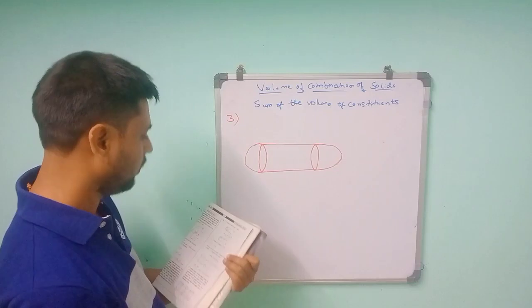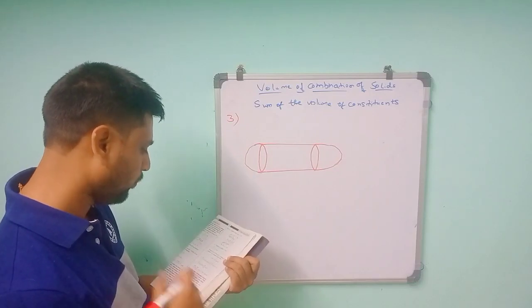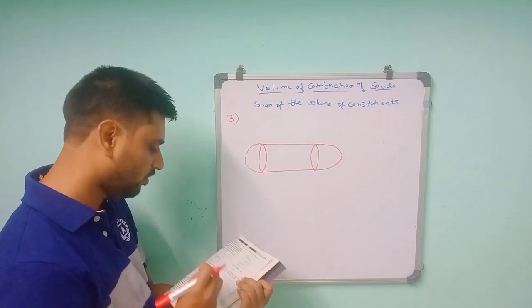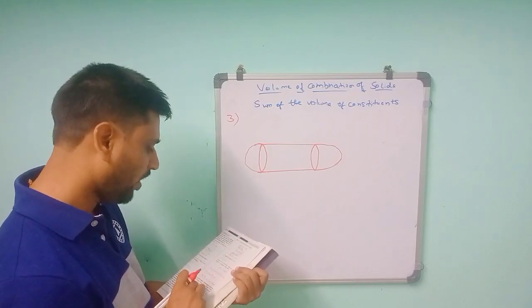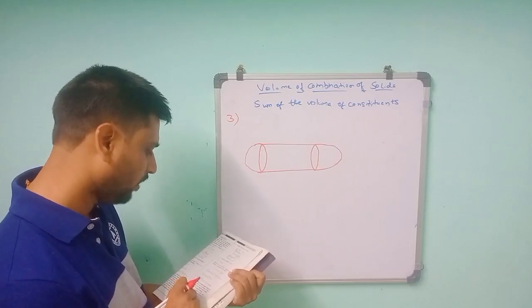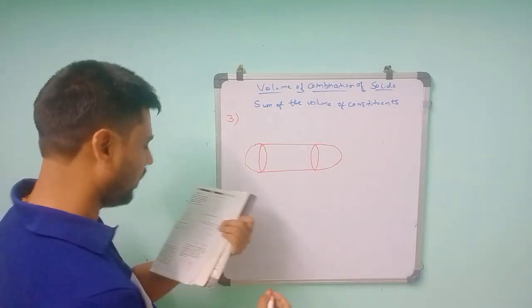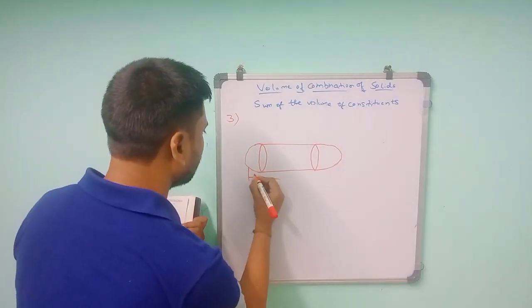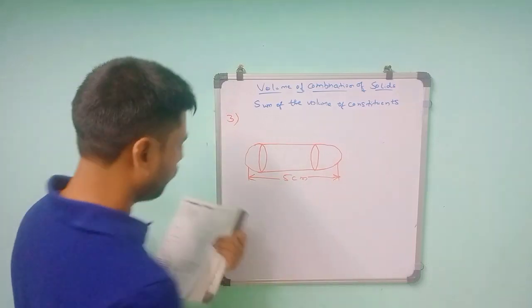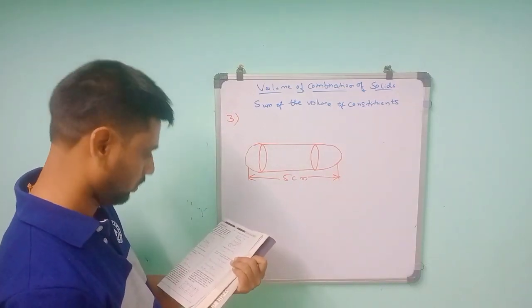Then they have given that a gulab jamun contains sugar syrup up to 30%. So the total portion of sugar syrup is 30%. In that, find approximately how much syrup would be found in 45 gulab jamuns shaped like a cylinder with two hemisphere ends with length 5 centimeter. So the total length is 5 centimeter.